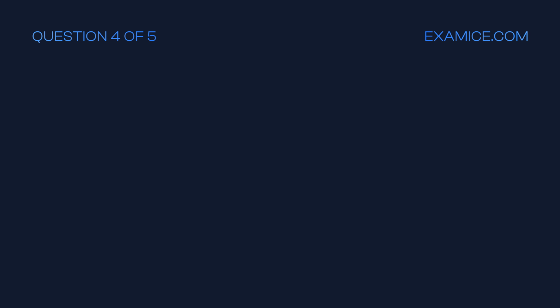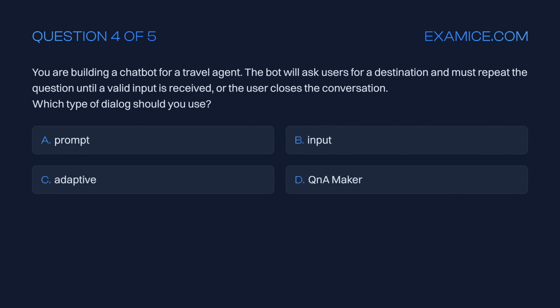Question 4. You are building a chatbot for a travel agent. The bot will ask users for a destination and must repeat the question until a valid input is received, or the user closes the conversation. Which type of dialogue should you use? Option A, prompt. Option B, input. Option C, adaptive. Option D, Q&A Maker.